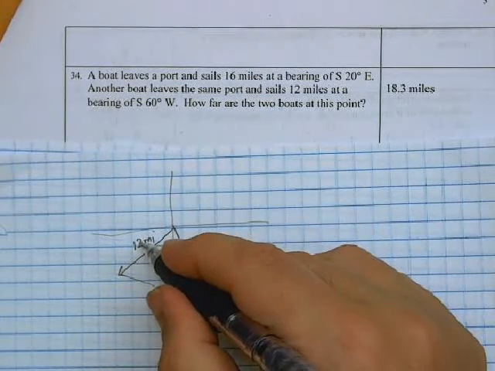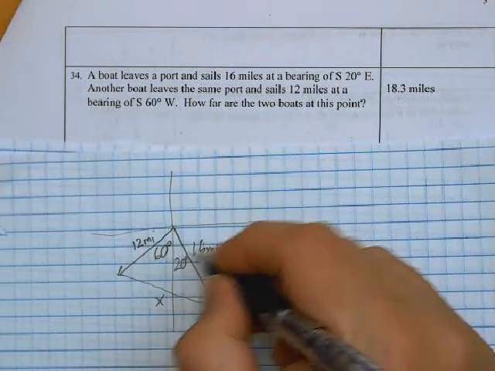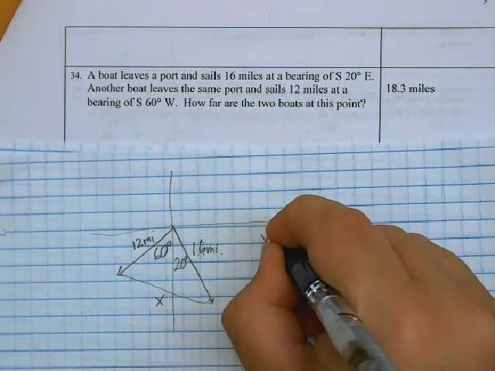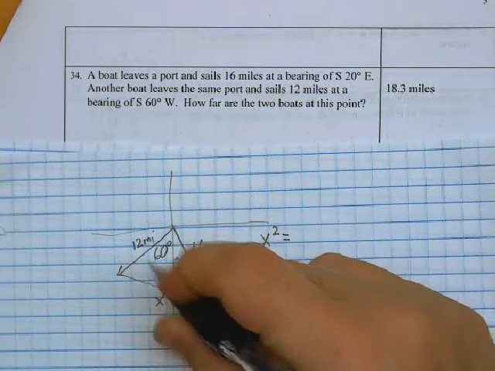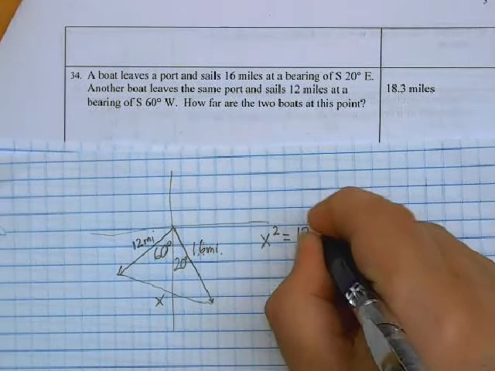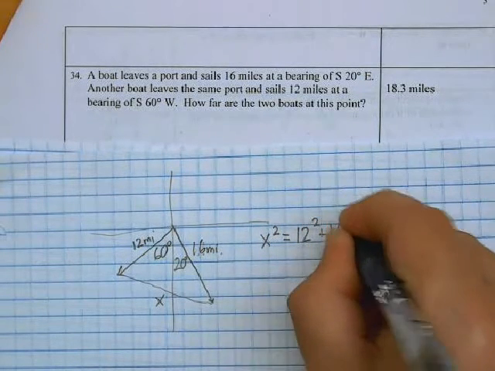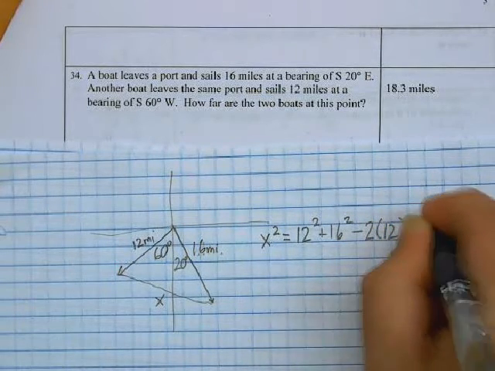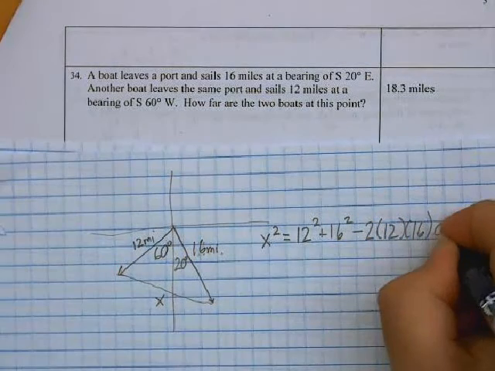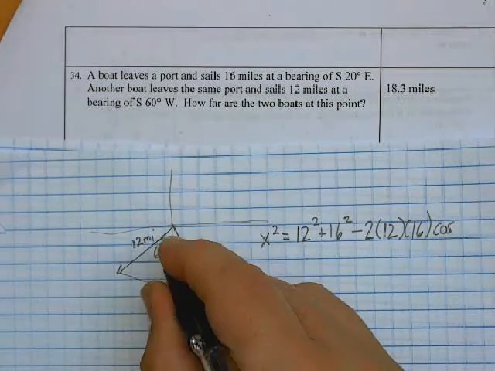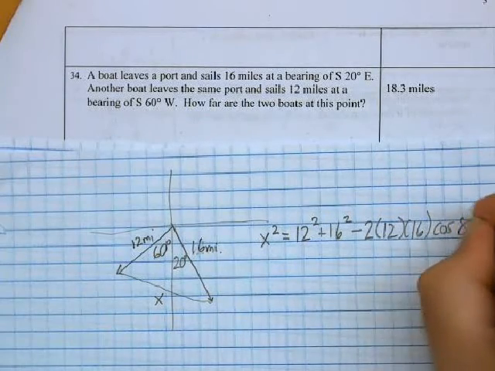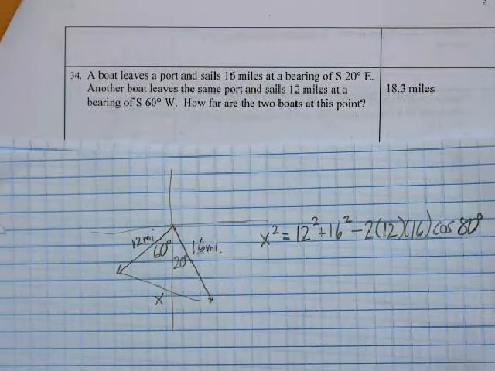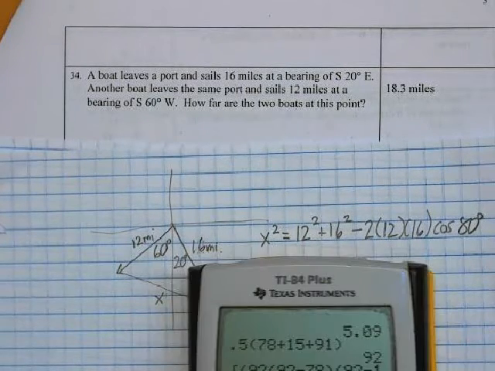So I've got a triangle. I have two sides and the angle between them, so I can use the law of cosines. So x squared equals 12 squared plus 16 squared minus 2 times 12 times 16 times the cosine of 80 degrees. Now, because I don't have any variables over here, I can go ahead and just type that whole thing in. That's actually my suggestion.